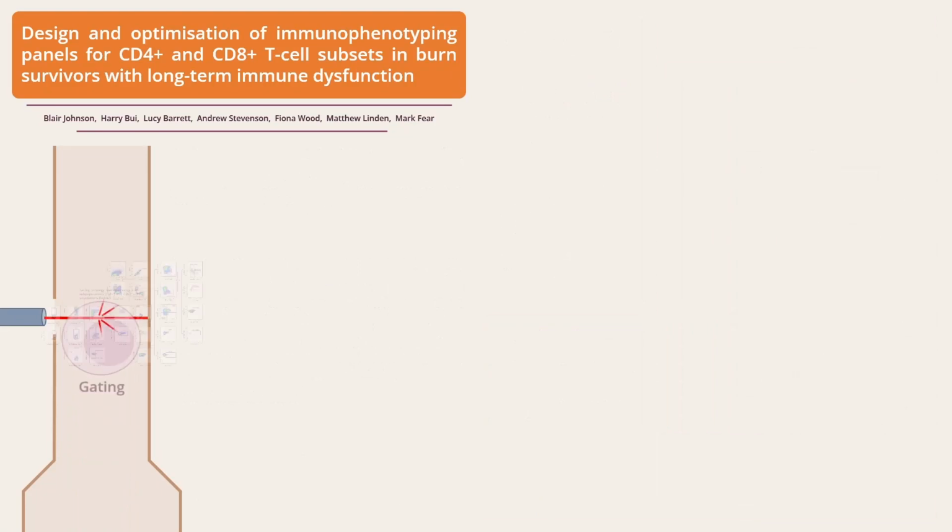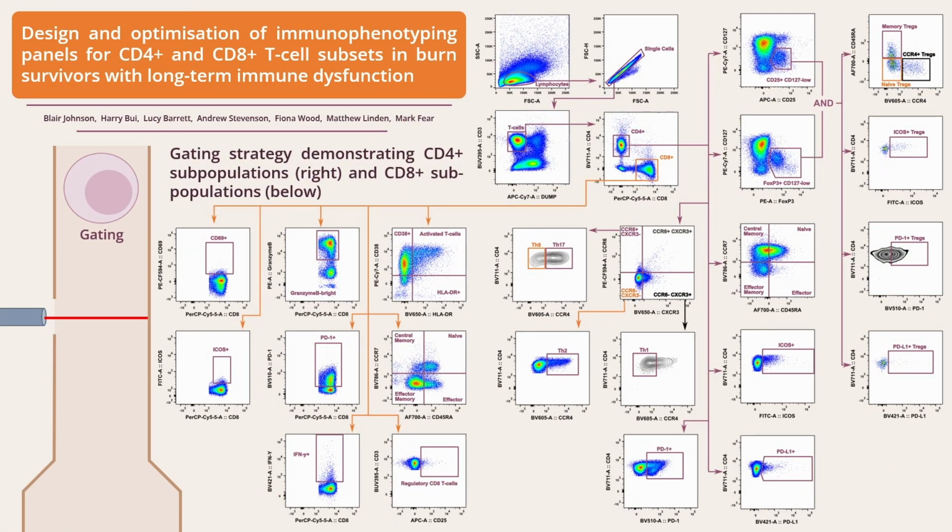Some key points to note in our gating strategy: we use a logical AND gate to identify CD25 and FOXP3 positive Tregs that are low in CD127. We use CD45RA and CCR7 to define our memory subsets, and we use bivariate gating of CXCR3 and CCR6 followed by CCR4 to define our T helper subsets.